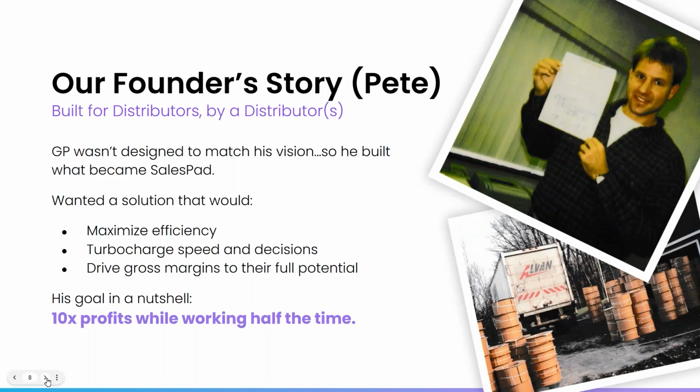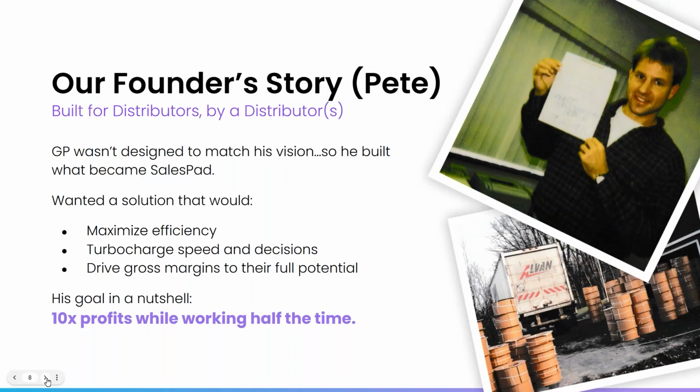And so this is Pete, our founder, and at the time, back in 2003, he was using GP to run his distribution business, and his business was focused on edge banding for office furniture. And one of the things he noticed with GP was that he lost visibility of orders as he was processing them. And so his simple, novel solution was to create a wall of clipboards where you could quickly identify orders that were on back order or orders that were ready to pick, pack, and ship.